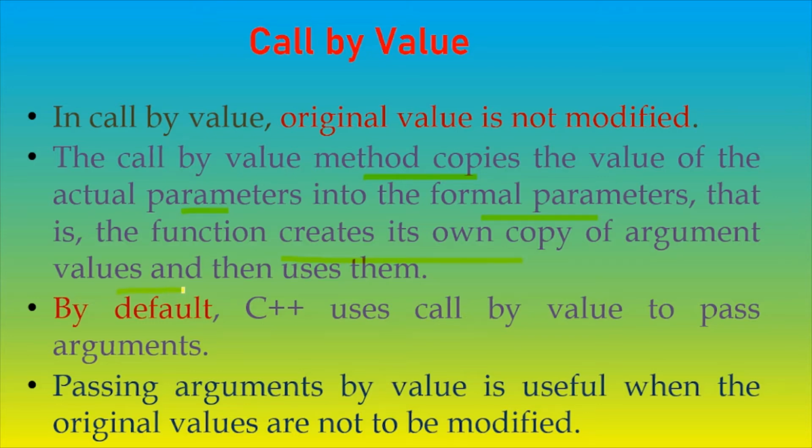When we are passing the parameters to the function, a copy of the original arguments is made and copied into the formal parameters. This is the default method for function calling in C++. Passing arguments by value is useful when the original values are not to be modified. When we don't want to modify the original values, we can use this method.